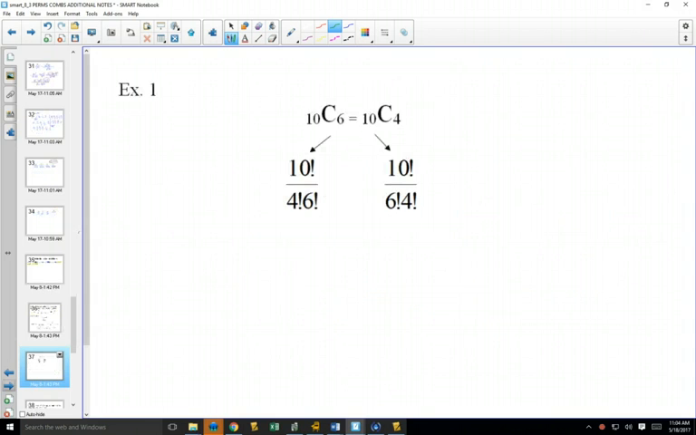And so here's an example of 10. If I have 10 cards and I choose 4, well, that's the same as if I had 10 cards and choose 6. Because every time I make a group of 4, I leave myself another group of 6.